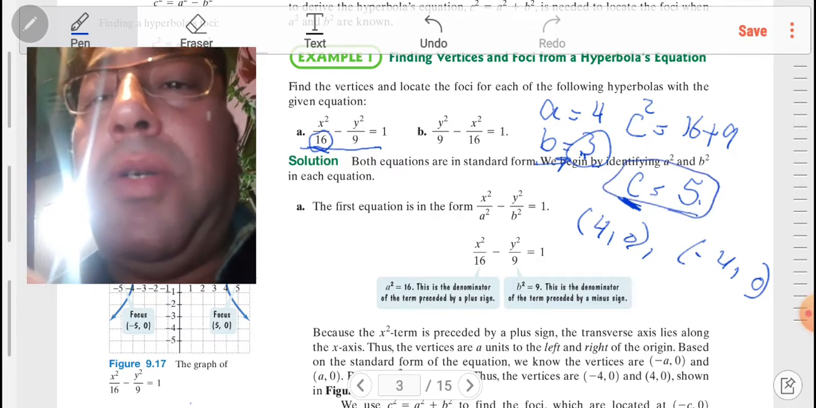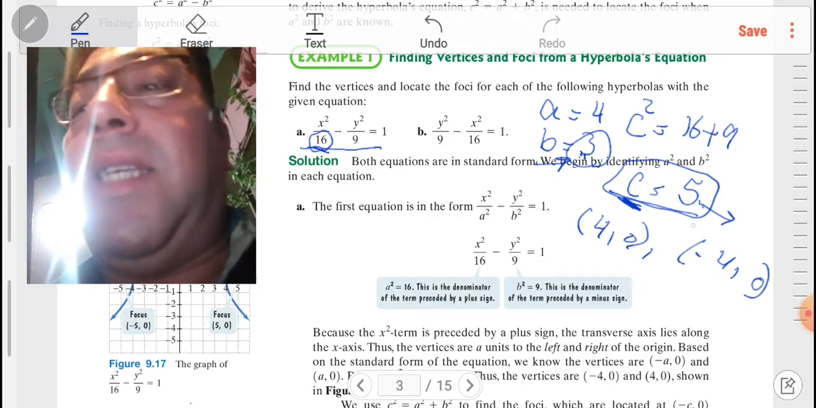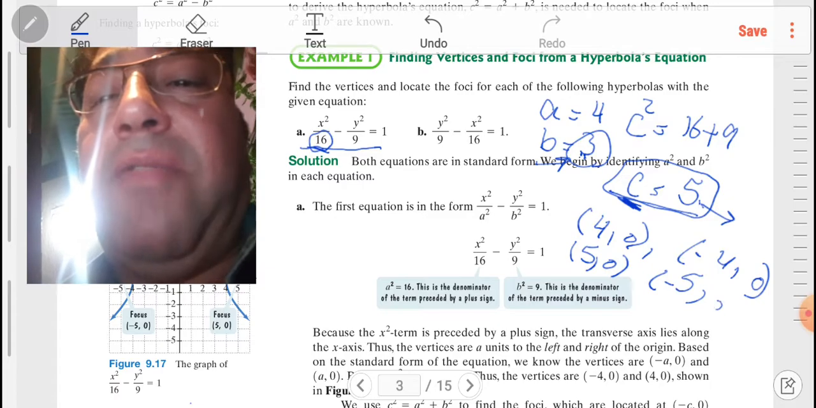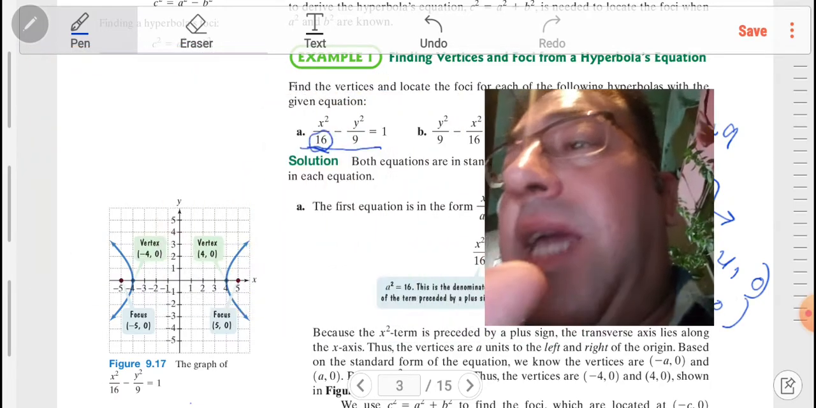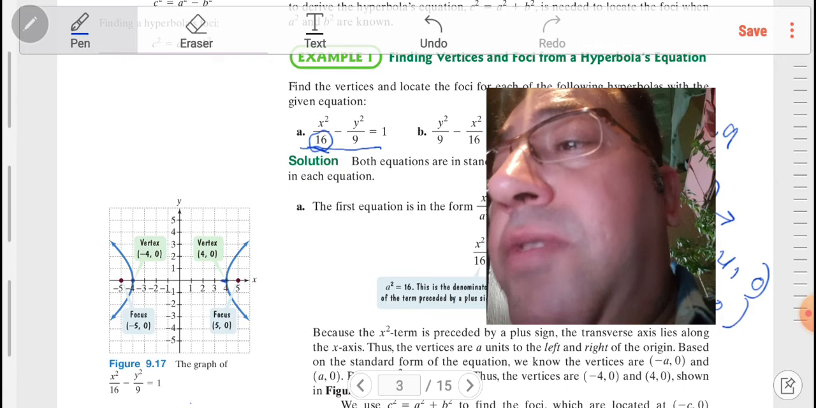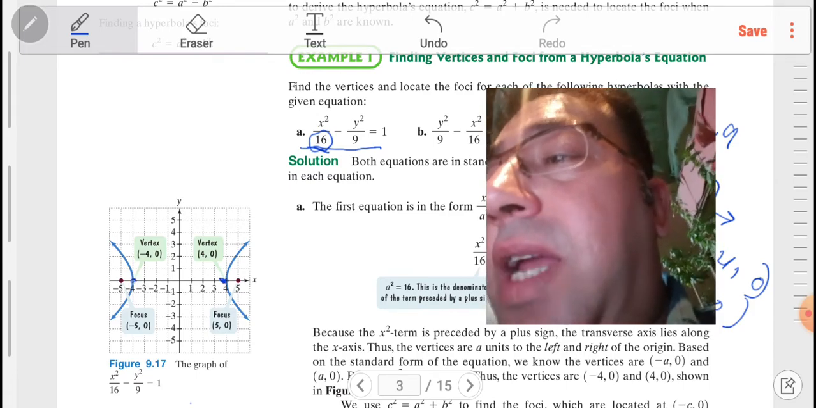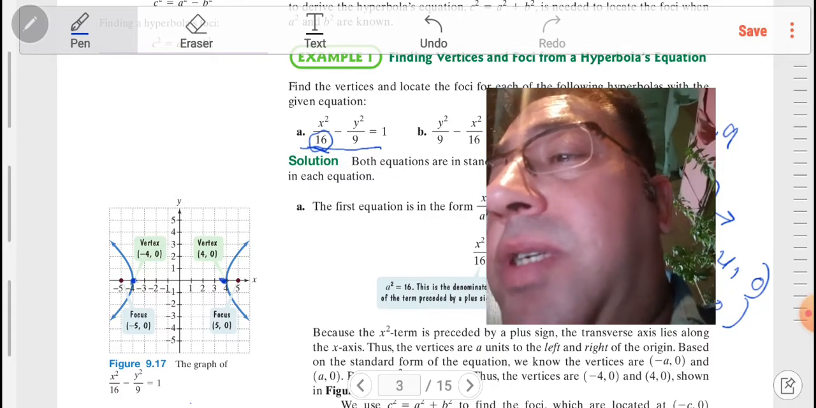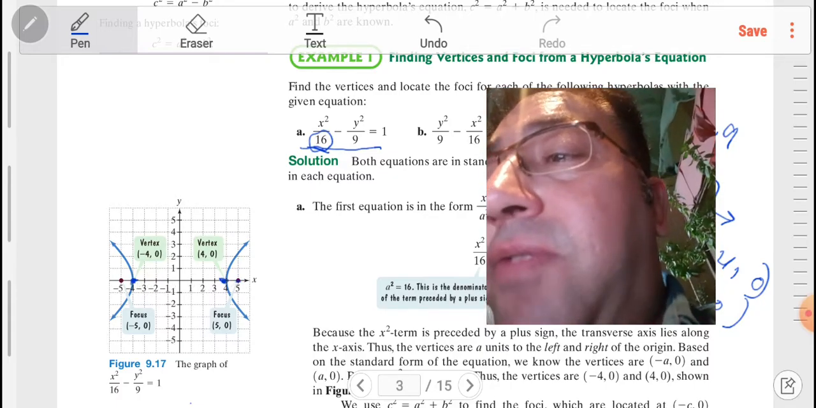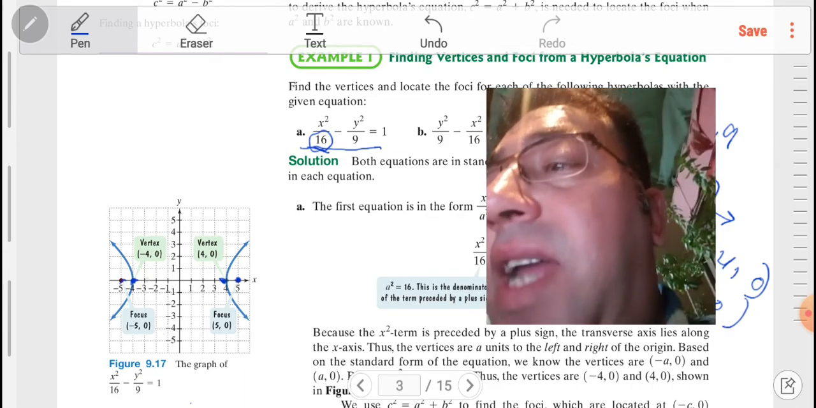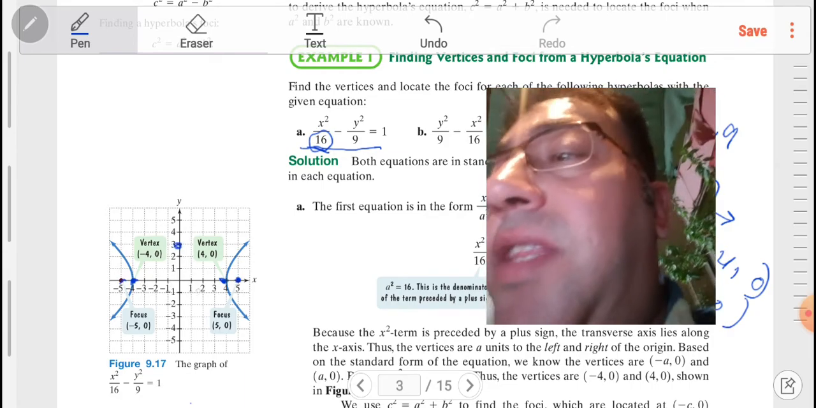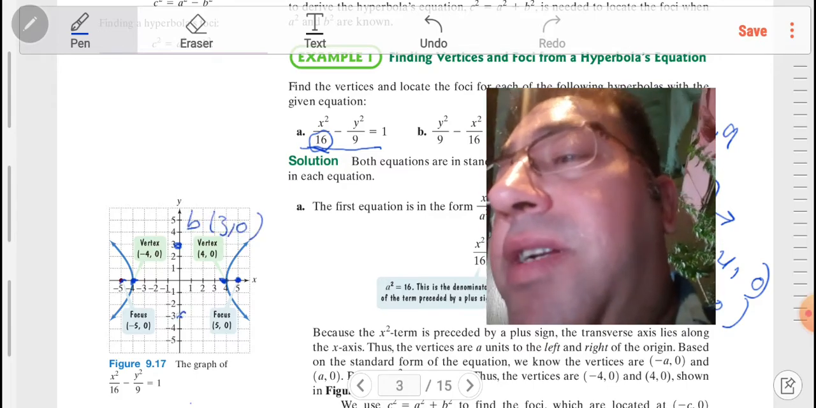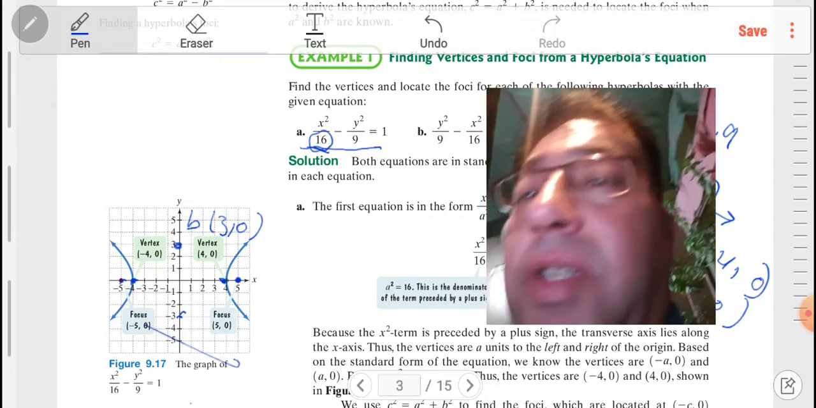And the foci are horizontal, on the x-axis, so we have two foci: one is 5, 0 and one is negative 5, 0. So we have finished our work. Again, the two vertices are 4, 0 and negative 4, 0. The foci are 5, 0 and negative 5, 0. The co-vertices B are 0, 3 and 0, negative 3 for the first equation.